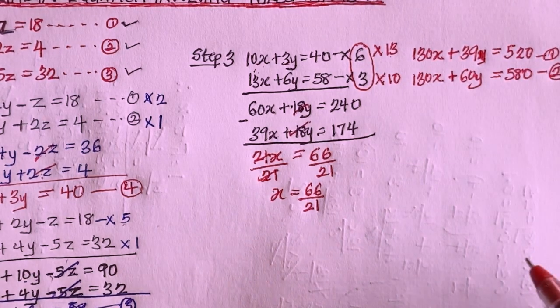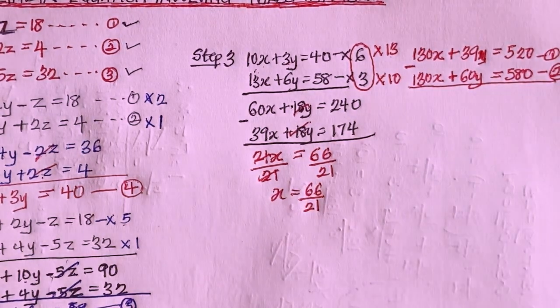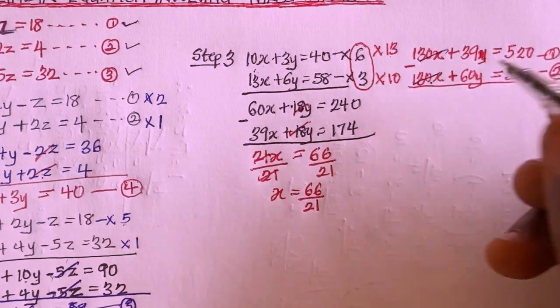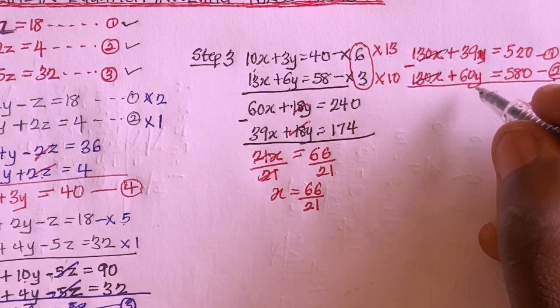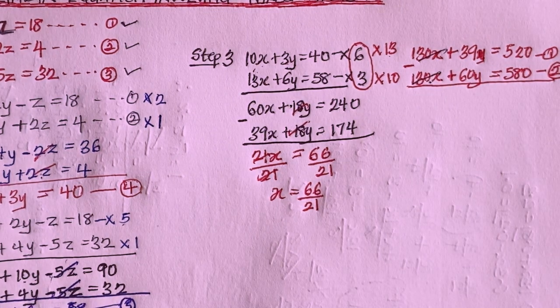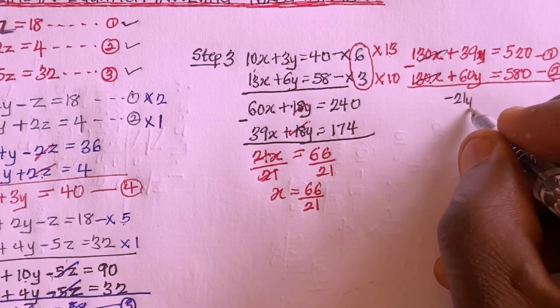So what am I going to do to these two equations? I can simply subtract them. Subtracting them, I'm going to have this to be 130x minus 130x. This cancels out. 39 minus 60, that's actually minus 21. So here I'm going to have minus 21y, right?